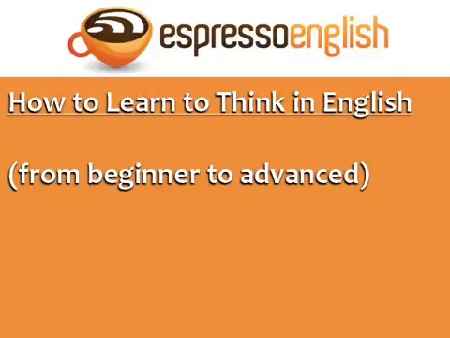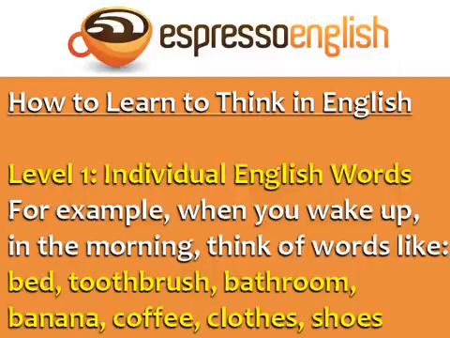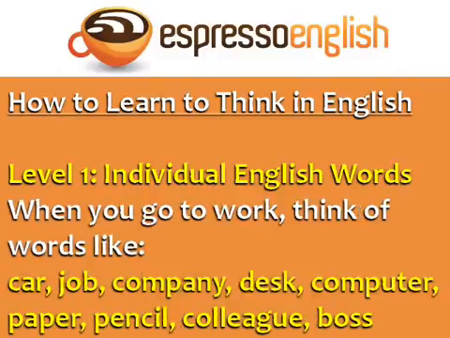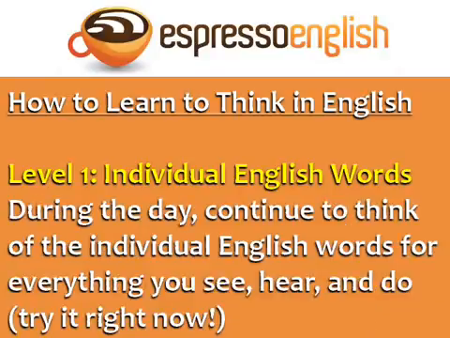So, here is how you can learn to think in English from the beginner level to advanced. Level 1 is thinking in individual English words. For example, when you wake up in the morning, think of words like bed, toothbrush, bathroom, eat, banana, coffee, clothes, and shoes. Then, when you go to work, think of words like car, job, company, desk, computer, paper, pencil, colleague, and boss. During the day, continue to think of the individual English words for everything you see, hear, and do.